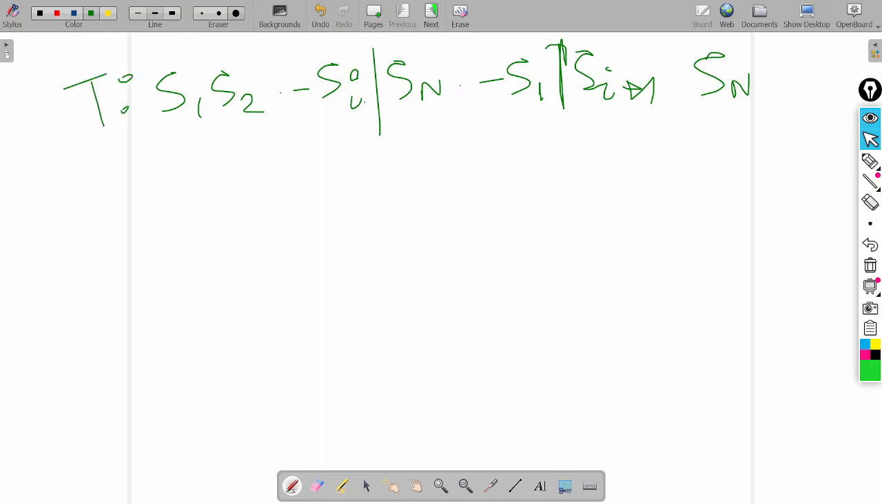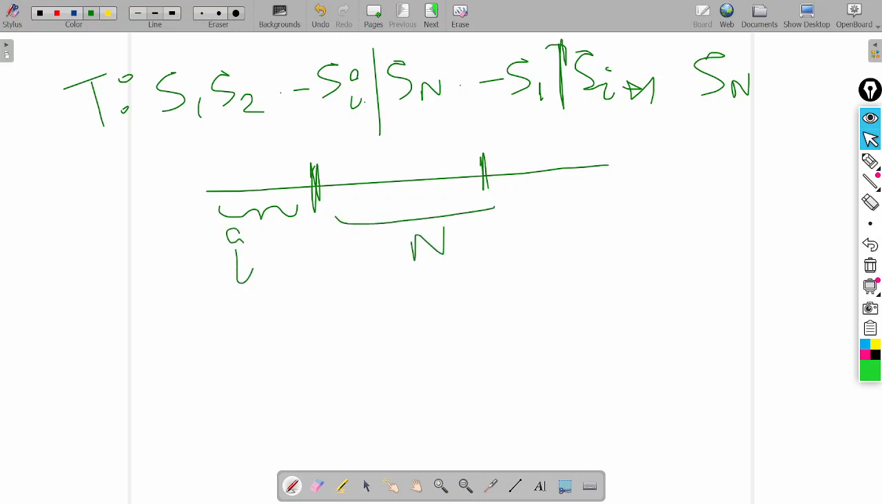Okay, so this is our t string. It has three parts: the starting part, the middle part which is a reverse of string s, and the ending part. The first part is of length i, the middle is of length n, and the last is of length n minus i. So we will try all the prefix lengths, all the possible values of i from 0 to n.